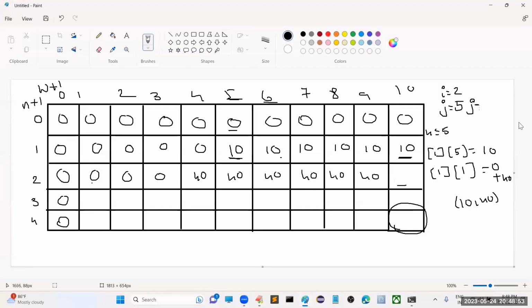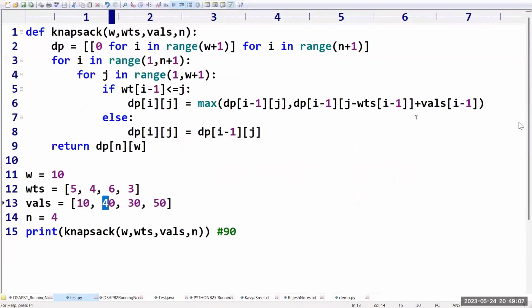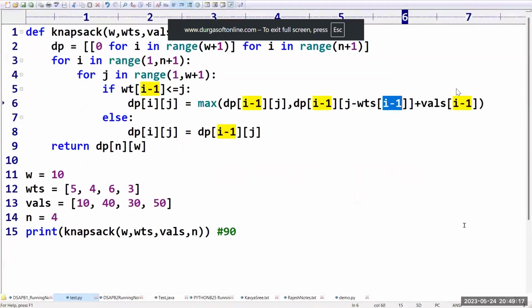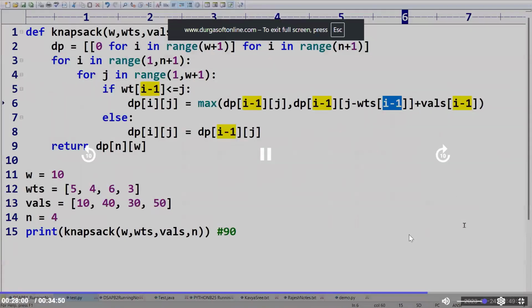So here J value will become 10. This condition is going to be satisfied. So here we have to take dp of 1, 10. What is the 1, 10 value? 10 we are going to get, and we are going to calculate one more. What is this value? J value is nothing but 10. 10 minus weight of 2 minus 1, that is nothing but 1. Weight of 1 is 4. So your 10 minus 4 will become 6.